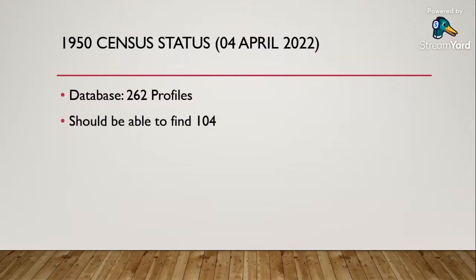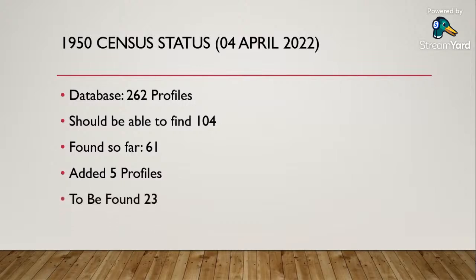With that filter feature, I should be able to find 104 of them. As of April 4th, I had found 61 people so far. That's where I was. I've added 5 new profiles, meaning the records that I found, I was able to add 5 new people to my file. And to be found was 23. So I still had some work to do.